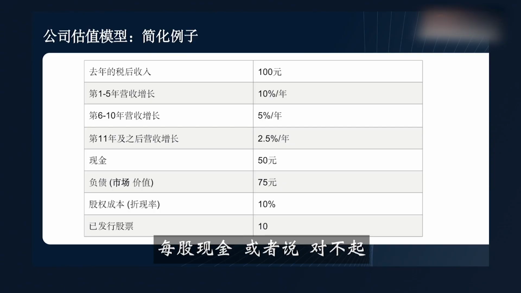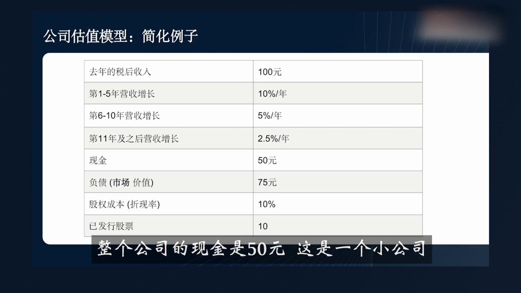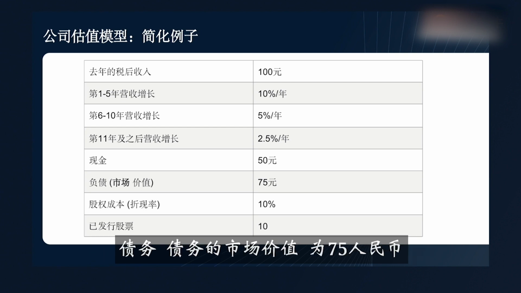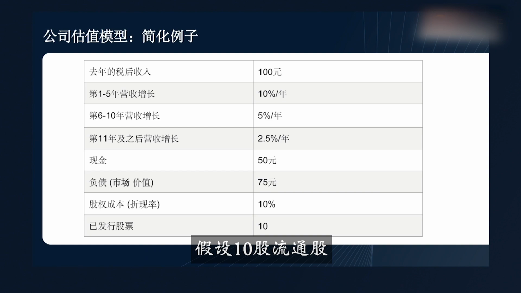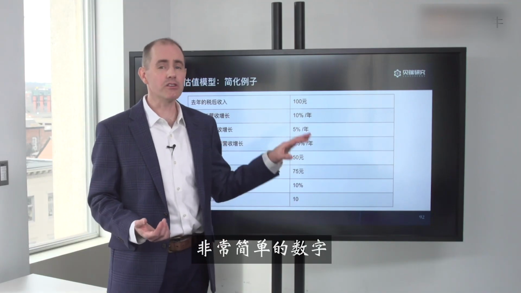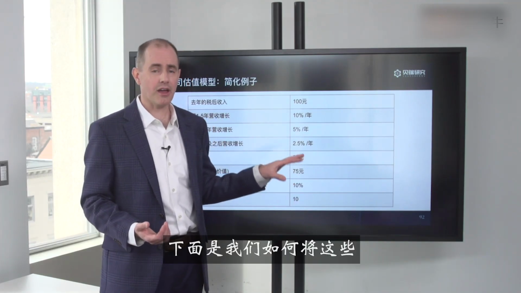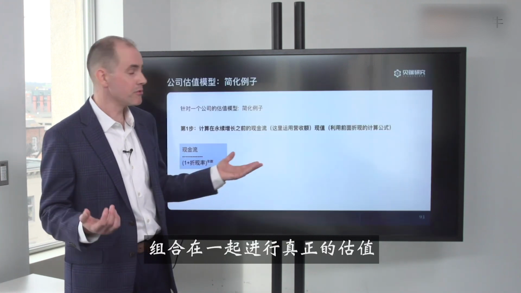All right, cash for the whole company is 50 RMB. It's a small company. Debt, the market value of debt, 75 RMB. Let's assume a 10% discount rate, and let's assume 10 shares outstanding. So very simple numbers. Here's how we would put this together to do a real valuation.